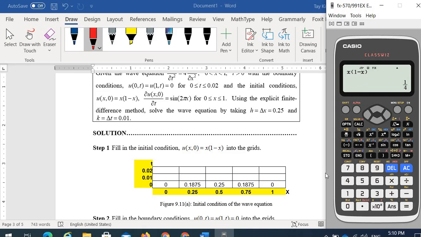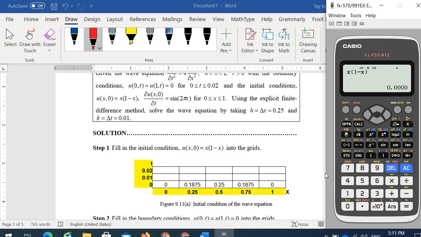We get 0.25. Okay, calculate again. Now x is 0.75. Okay, 0.75, we make equal. Okay, now x is 1. Then you can press equal, press K, calculate.